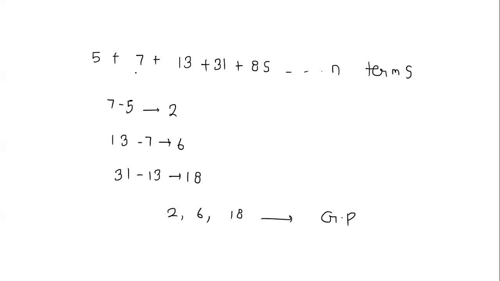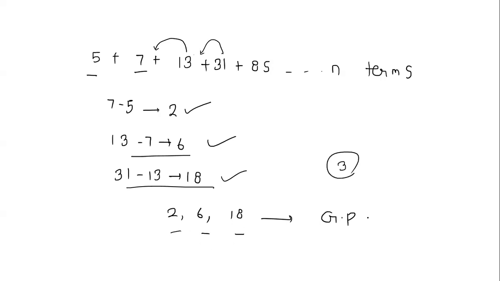So you see here it is 7 and here it is 5. You take the difference, so it is 2. Here it is 13 and here it is 7. You take the difference, it is 6. Here it is 31 and here it is 13. You take the difference, it is 18. You can see that the difference between consecutive terms, 7 minus 5 is 2, 13 minus 7 is 6, 31 minus 13 is 18. So this is a GP like 2, 6, 18 and the common ratio is 3. So we know that the difference of the consecutive terms is a GP.